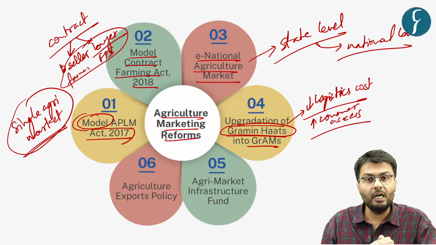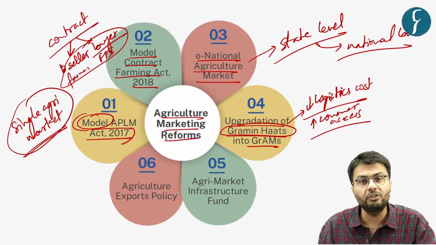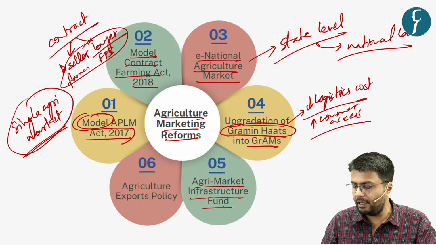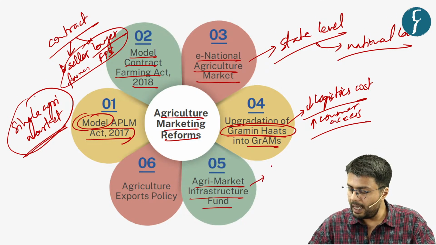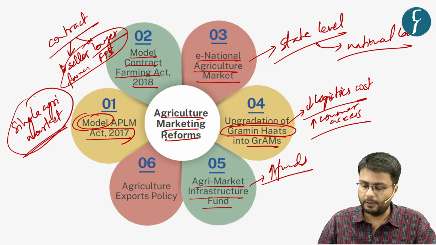So in this regard, to provide funds for constructing storage and transport infrastructure, the government brought forward the agricultural market infrastructure fund, which aims to provide funds for storage and transport infrastructure.